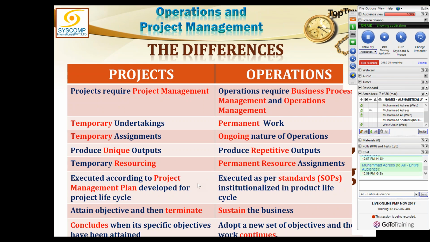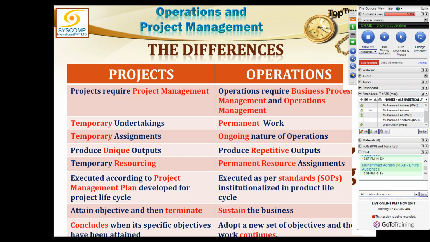The differences between the two, naturally, are very simple. A project requires the art and science of project management to manage it effectively and efficiently, while operations have so many other things. Operational management is a much larger subject. Again, as was said earlier, we are not going to be covering operational management here because it is not covered in the scope of project management. But still, operations require business process management, operations management, and a lot of other disciplines which specialize in operations.